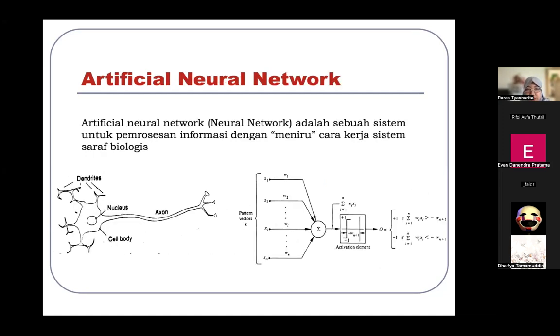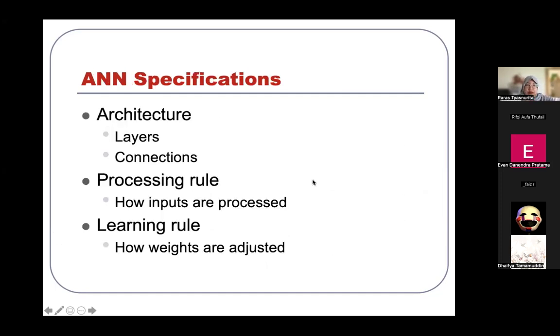Right. So this is what I call what happens in our body, in the nervous system. We try to imitate it in this neural network architecture. You have the input, the weight, and then the activation element as the process, and here is the output. The architecture is based on the layers and the connections. It can have all the connections or not.